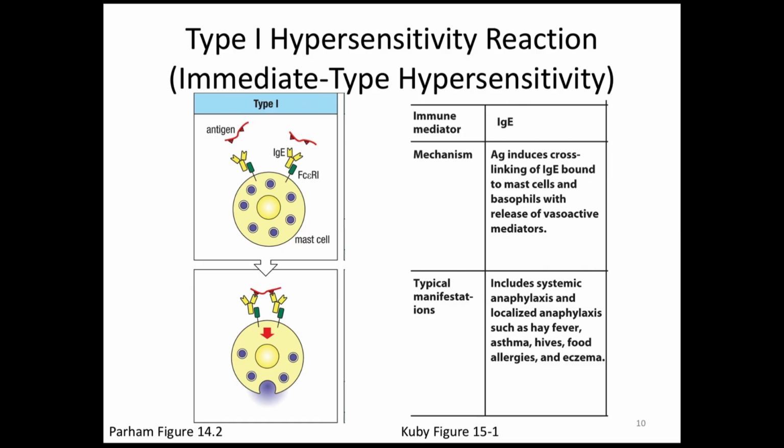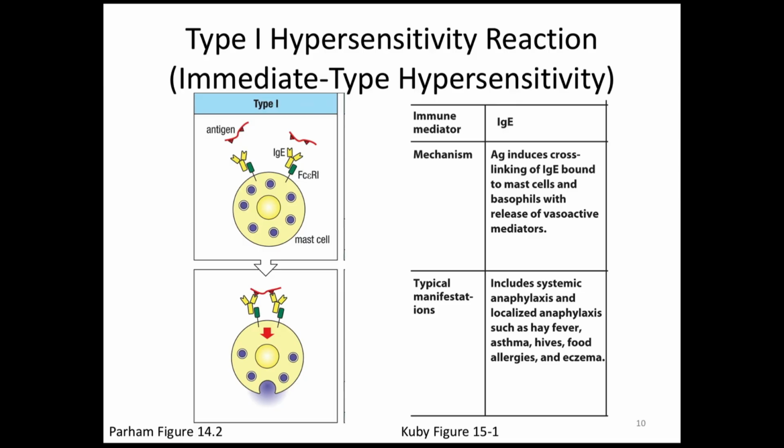And this, again, can happen in minutes because we don't need transcription, translation. We don't need anything else. Everything's pre-made. The IgE is pre-made. It's already on the Fc receptor. The granules are already made. As soon as the antigen's around, immediate triggering of that mast cell and immediate release of these mediators. And so then we're going to see the symptoms coming from the release of those mediators. And I will talk about what those mediators are in a future slide.